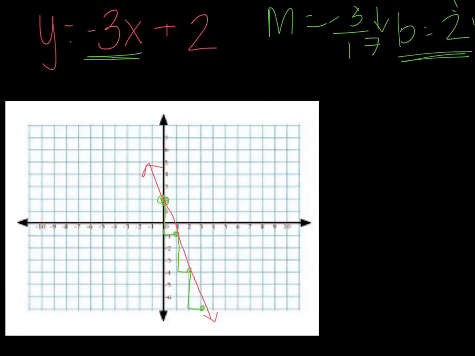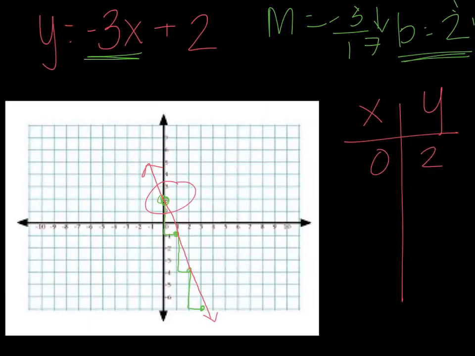by connecting the dots. So again, if we wanted to make an XY table from that, we started at 0, 2. Then we put a dot at 1, negative 1. And then 2, negative 4. And then 3, negative 7.